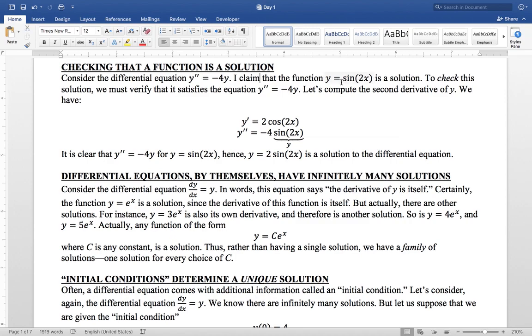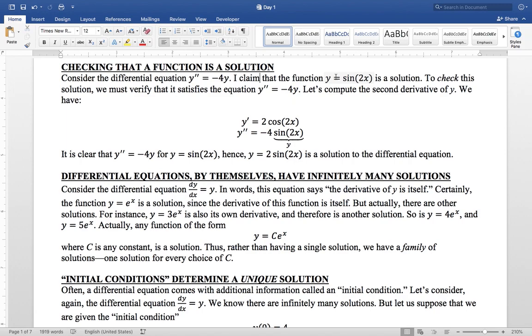Now, how would you check that? How would you check that this is a solution to the equation? The same way that you would check any other proposed solution to any other equation. If someone gives you an equation and they say, I claim that x equals 5 is a solution, how do you check that?